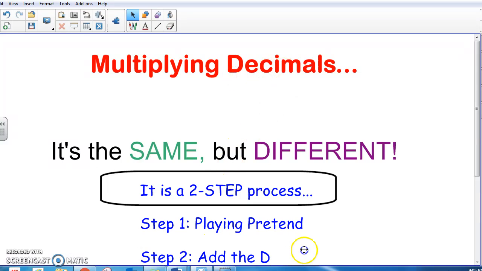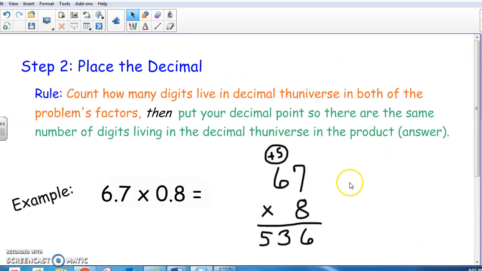We need to put that decimal point back into the answer where it belongs, because there needs to be a decimal point in the answer. If there's a decimal point in the problems, we must have a decimal point in the answers. So step 2 is to add the decimal. There's a very simple rule for placing the decimal in the answer. I'm already kind of showing you step 1, and I'm just going to now model step 2.